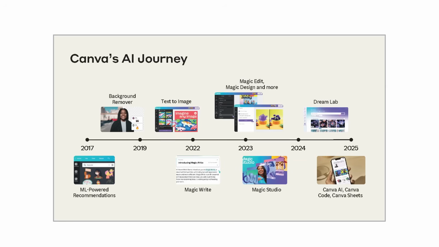And just a bit of a short timeline of our AI journey. We started in 2017 using machine learning for search rankings and content recommendations, and that was already really cool. We launched Background Remover, which lets you take any image and would use computer vision to remove the background from it, and that continues to be one of our most popular and highest revenue-driving features.